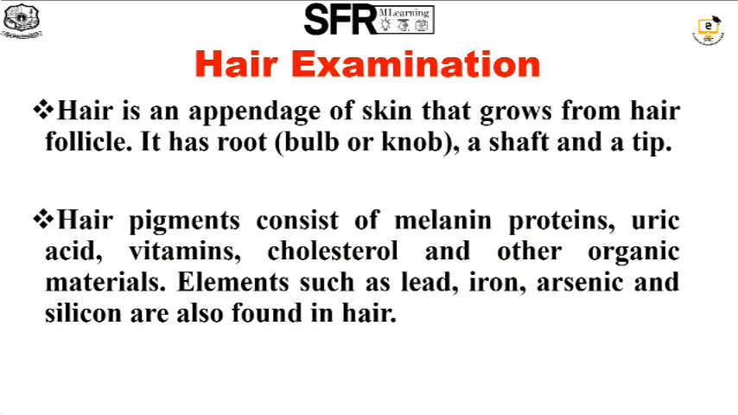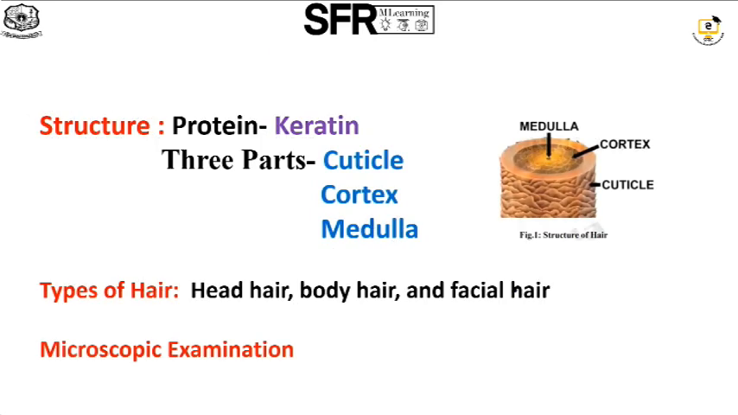Next, hair pigments consist of melanin proteins, uric acid, vitamins, cholesterol and other organic materials. Elements such as lead, iron, arsenic and silicon are also found in the hair. The structure of hair is composed primarily of a protein called keratin.